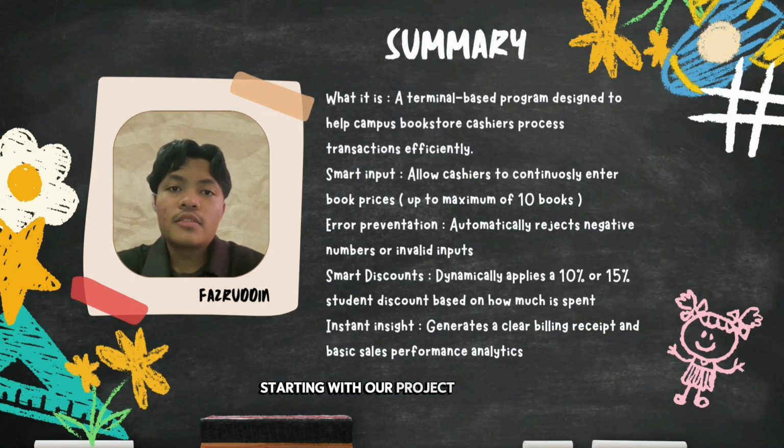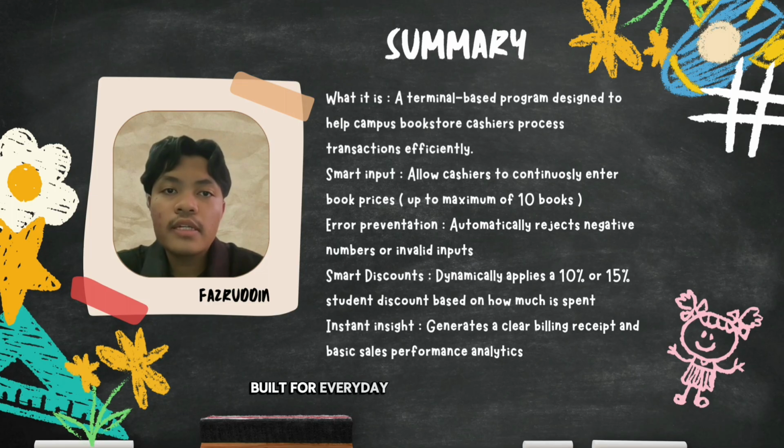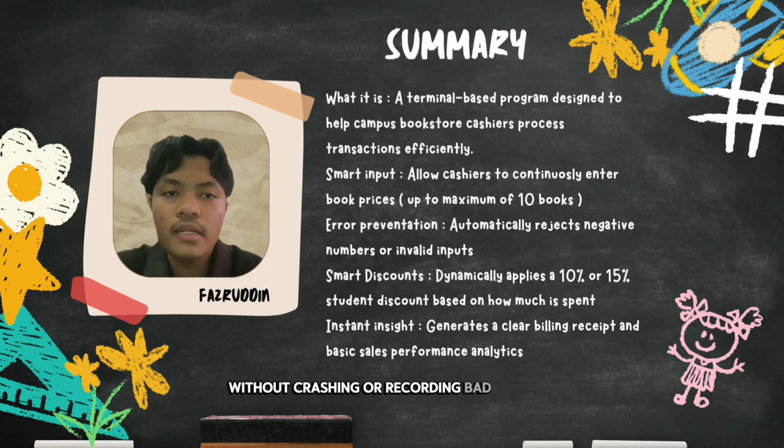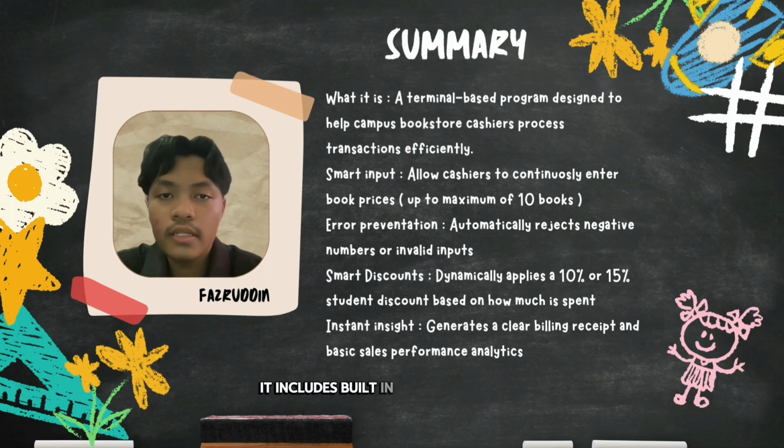Starting with our project summary, this program is a lightweight console tool built for everyday cashier operations. It features smart input, meaning the cashier can keep adding book prices dynamically up to a maximum limit of 10 books. To keep the system running smoothly without crashing or recording bad numbers, it includes built-in error prevention that completely blocks negative numbers or text inputs.